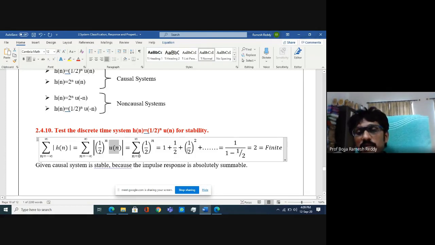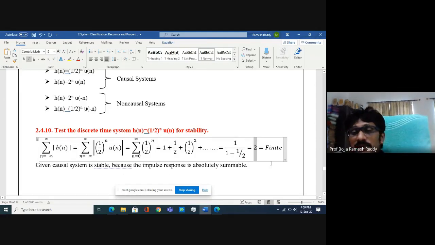For an infinite geometrical series, the sum of terms like 1 plus r plus r square and so on is 1 by 1 minus r. Here it is 1 by 1 minus 1 by 2, which is 1 by half, that is 2. 2 is finite, so the result is finite. If the summation from n equal to minus infinity to plus infinity of modulus of h of n is finite, then we can say the system is BIBO stable, or simply stable.